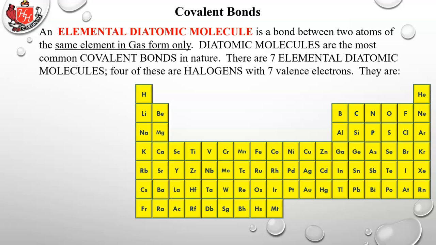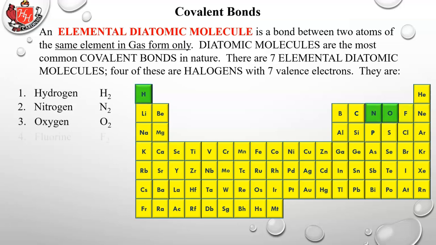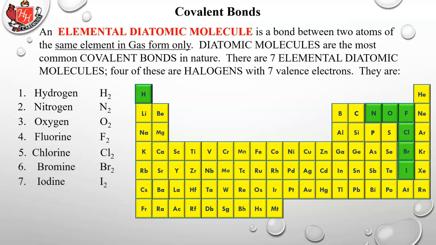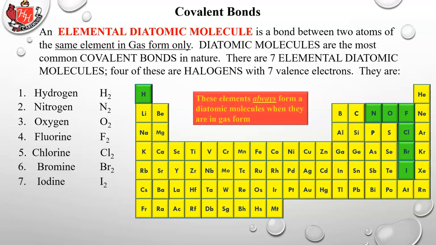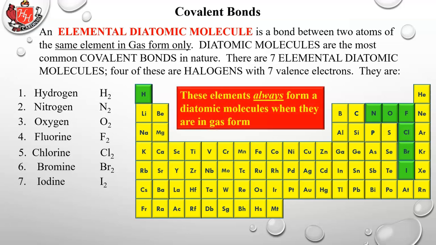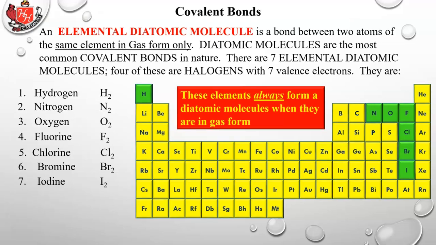4 of these are halogens with 7 valence electrons. So they are hydrogen, nitrogen, oxygen, fluorine, chlorine, bromine, and iodine. Notice over on the right they form the number 7, and there's 7 of them. So that's only 6, so the 7th one is over on the left, and that's hydrogen. So in gas form, for example, the oxygen we breathe is not oxygen atoms. It's oxygen molecules, O2 molecules. These elements always form diatomic molecules when they're in gas form.